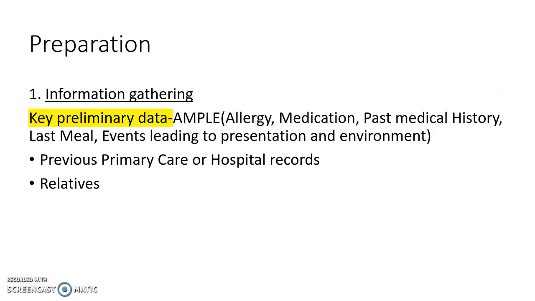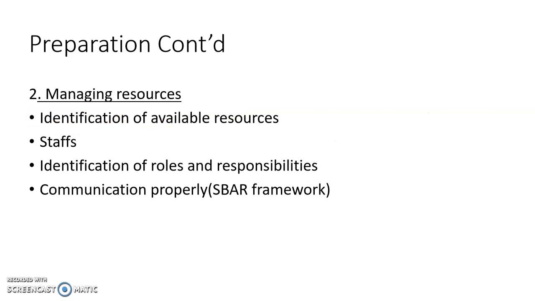When you come to preparation, you have to gather information based on AMPLE history: allergy, medication, past medical history, last meal, and events leading to the presentation and the environment. Previous primary care and hospital records have to be seen, and you have to ask the relatives about this information. The other thing is managing resources. Identification of available resources is important: the human resources and the material resources, based on the mass casualty.